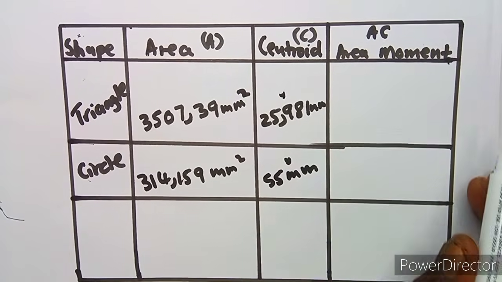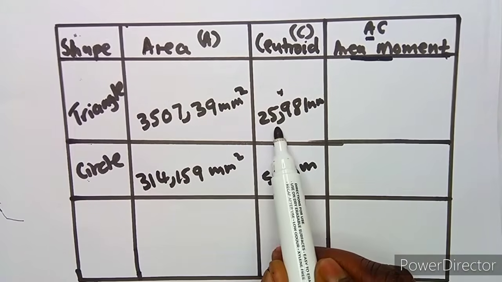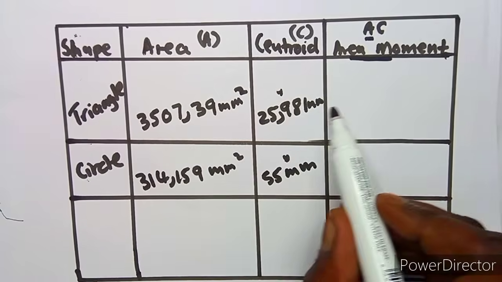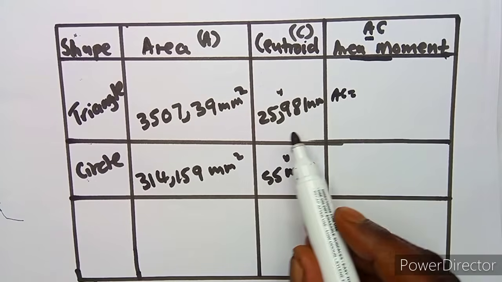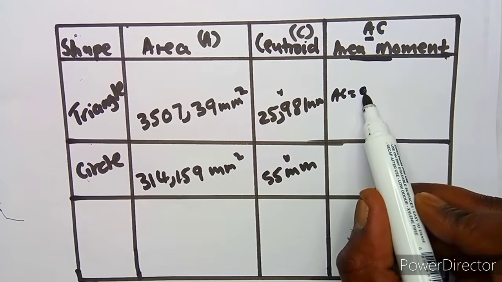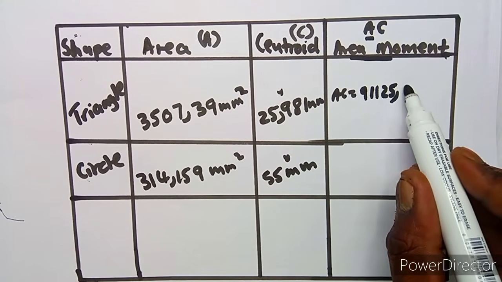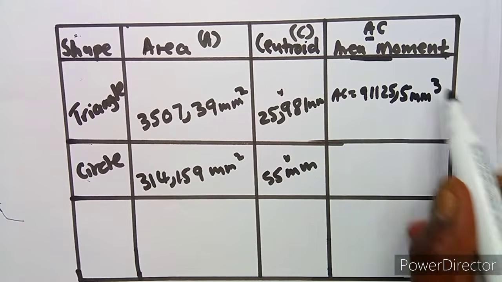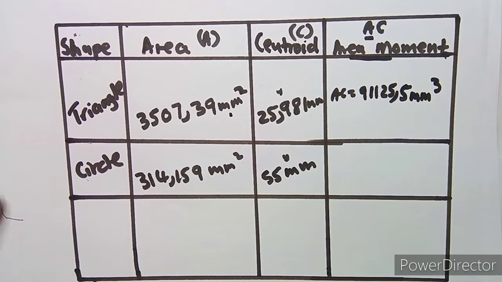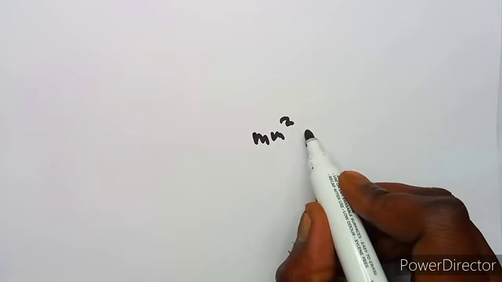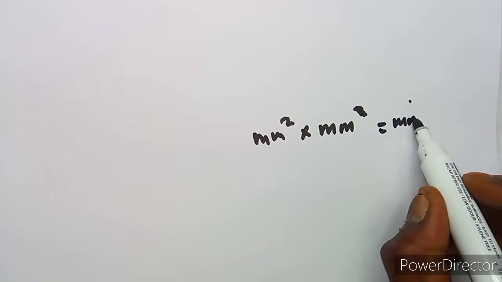All right, so from this formula, it's saying AC, that is your area moment, which is area times the centroid. So you multiply these two. So here your AC is going to be, if you multiply these two, you are going to obtain something like 91125 comma 5, which is in cubic millimeters. This one, because it's area moment. Take note, it's square millimeter times length, so it's going to be cubic millimeters.